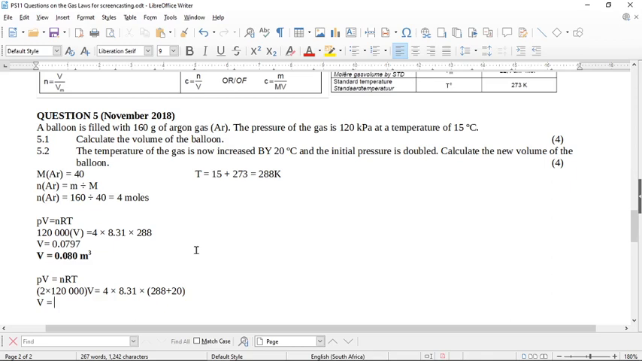4 times 8.31 times 308 divided by 240,000. You end up with 0,0426, which we're going to round off to 0,043 cubic meters, because that is the unit we're using here. And that should be your final answer. And we are done with this question.